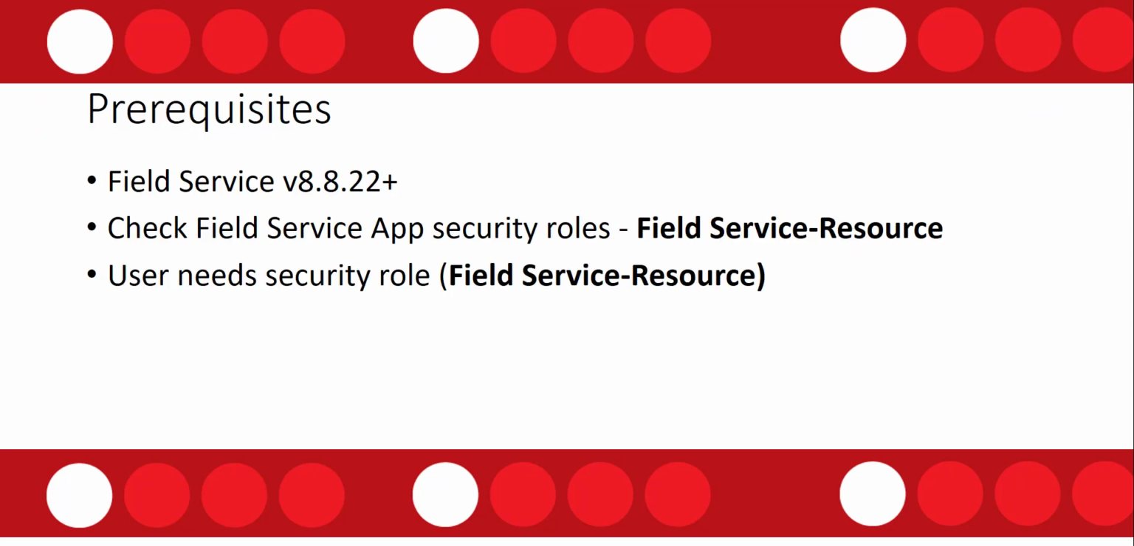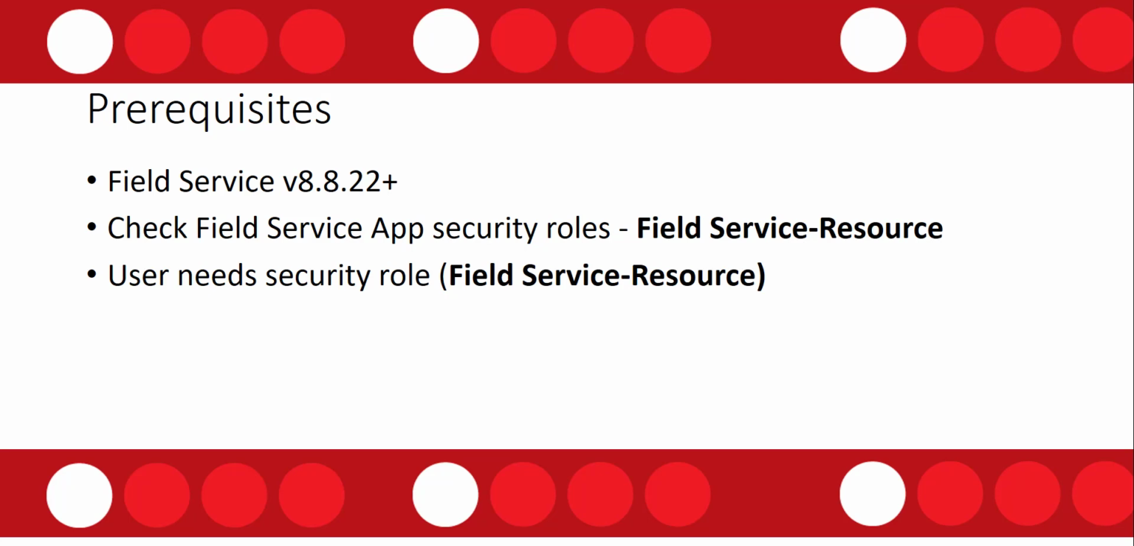Now, before you can start using that Field Service Dynamics 365 app that just came out, there's a couple of prerequisites that you have to think about. So you need to be on version 8.8.22 and up. You also need to make sure that you actually have security roles related to that new Field Service app. And then obviously you also need to have that user that you're going to log in with. You need to make sure that that person is actually also a resource in Field Service. And then you need to also assign that security role to that particular resource as well.